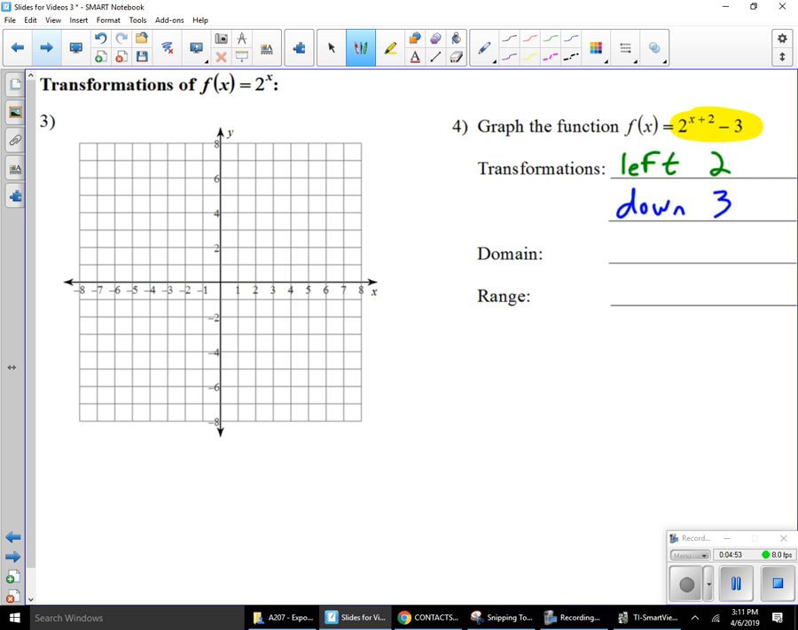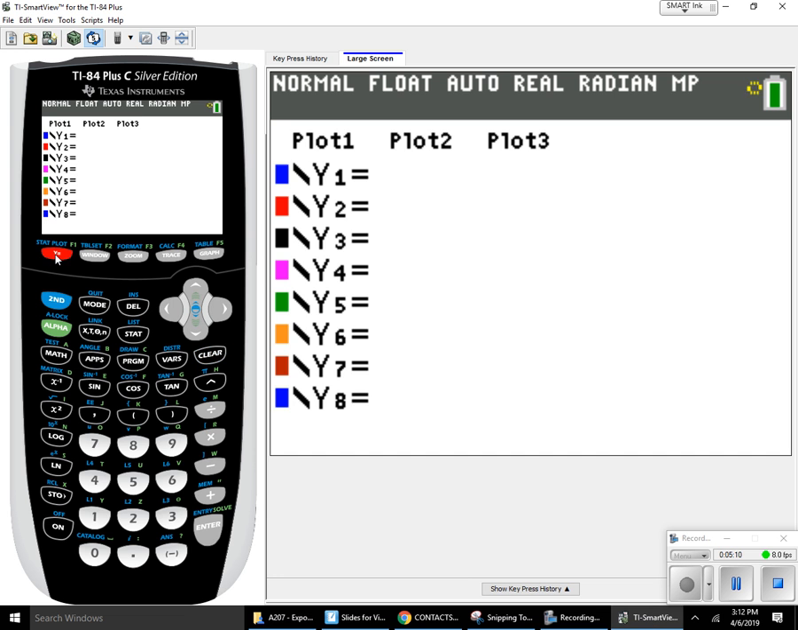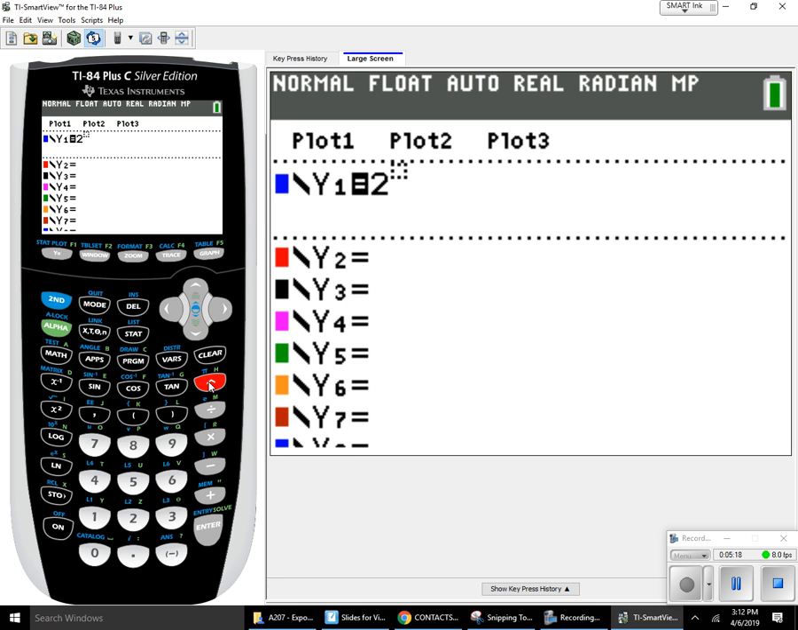So before looking at domain and range, it's helpful to have a picture. And I actually recommend using your calculator to help you here, because once we start translating these exponential functions, it can be difficult to find good points. So the y equals menu in your calculator will allow you to store any function you want. So we want 2 raised to the x plus 2 power. And then keep in mind we are going to subtract 3 from that. That's the function we're trying to graph.